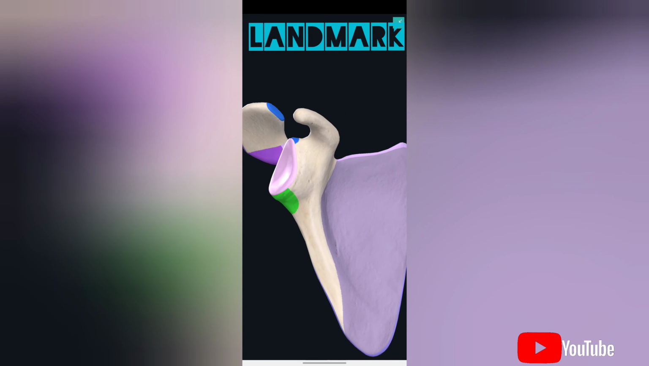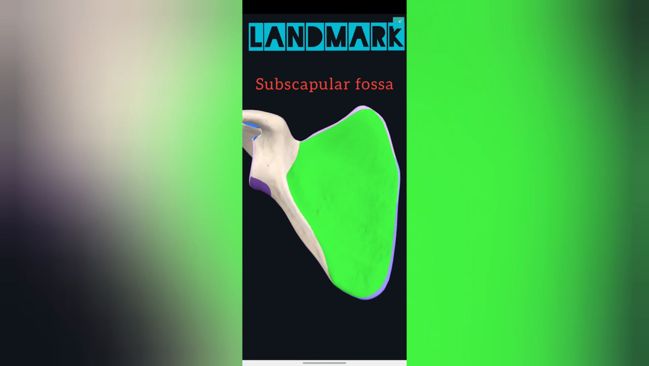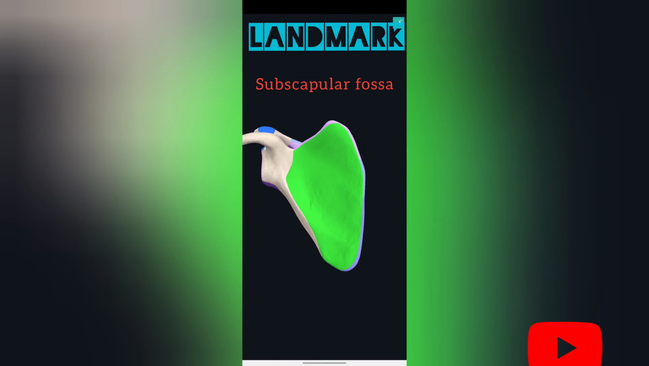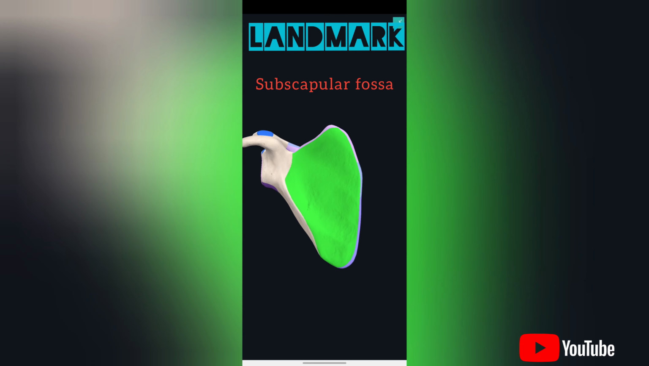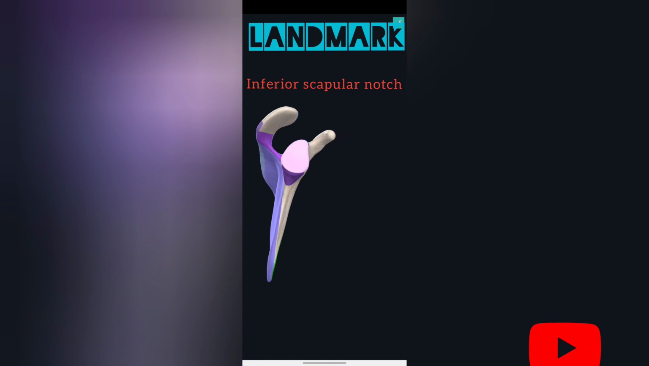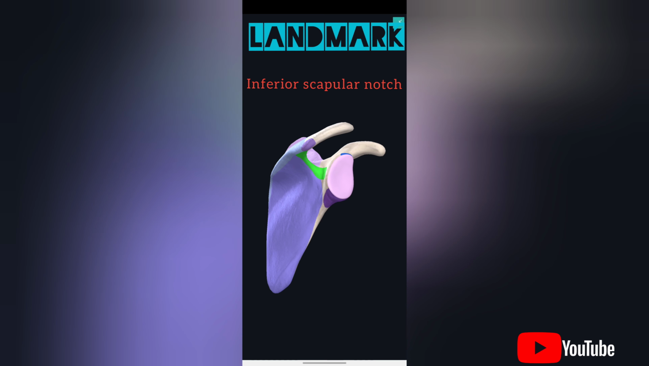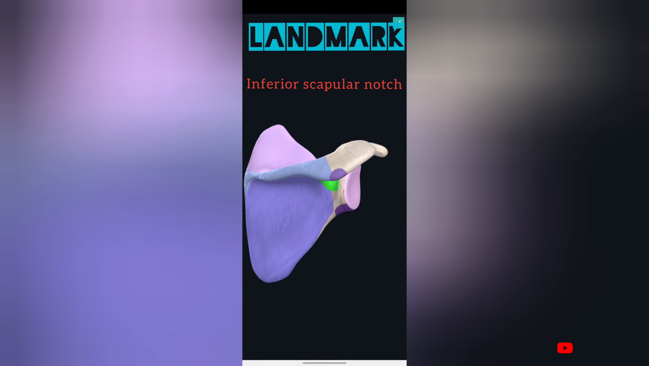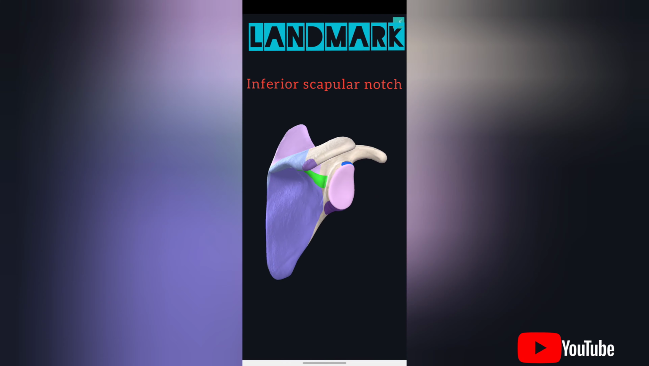Next we have this part, known as the subscapular fossa. A fossa means a concave area with some dip. Next we have the infrascapular notch, located here. It is in the infra region, so it is called the infrascapular notch. A notch means a curved structure.